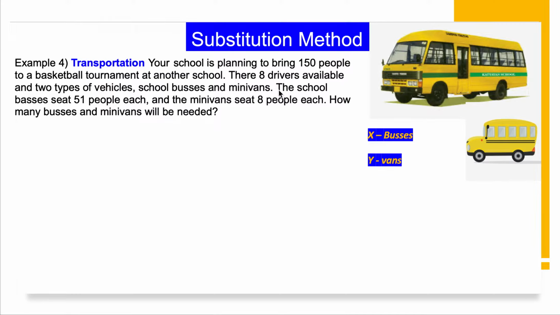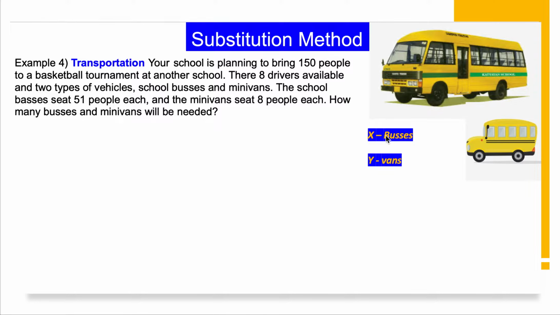Substitution method, an application of the systems of linear equations by using the substitution method. Transportation. Your school is planning to bring 150 people to a basketball tournament at another school. There are 8 drivers available and 2 types of vehicles, school buses and minivans. The school buses sit 51 people and the minivans sit 81 people each. How many buses and minivans will be needed?